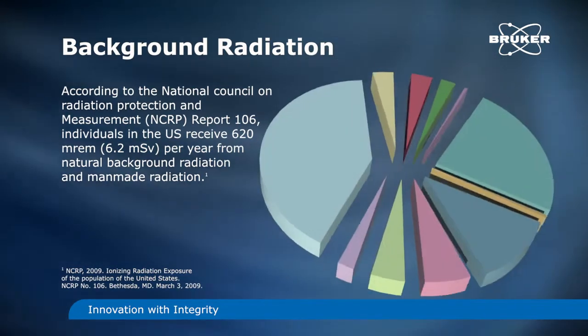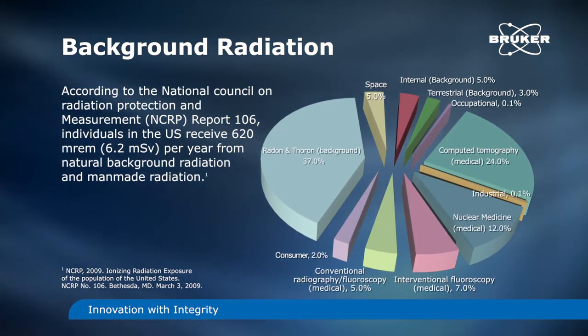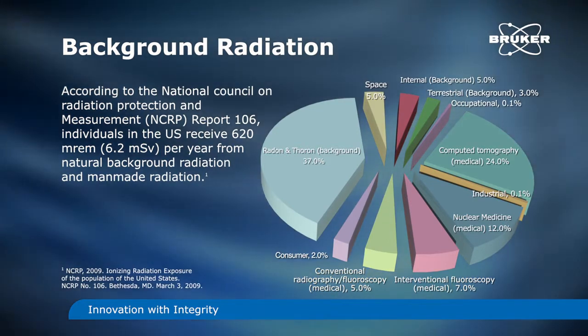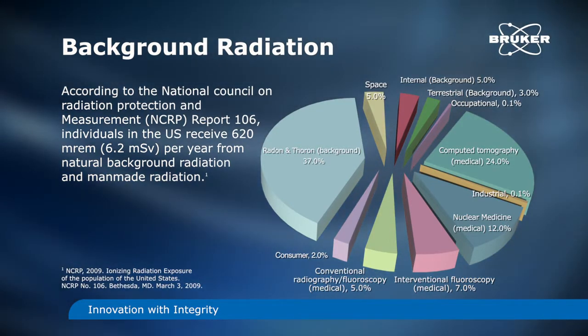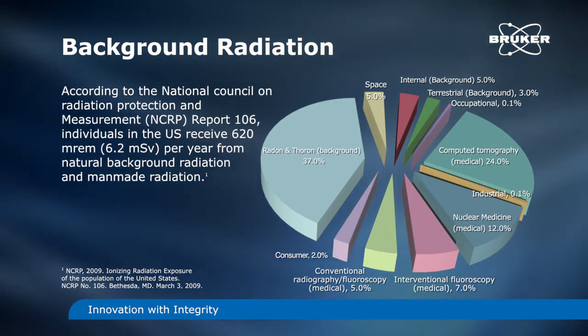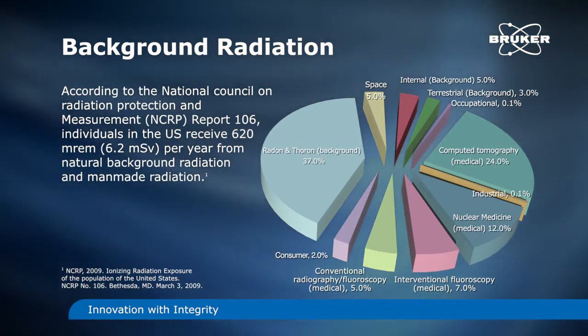Everyone is exposed to background radiation from both man-made and natural sources. According to the National Council on Radiation Protection and Measurements, the average background radiation dose received by individuals in the United States is 620 millirem per year.